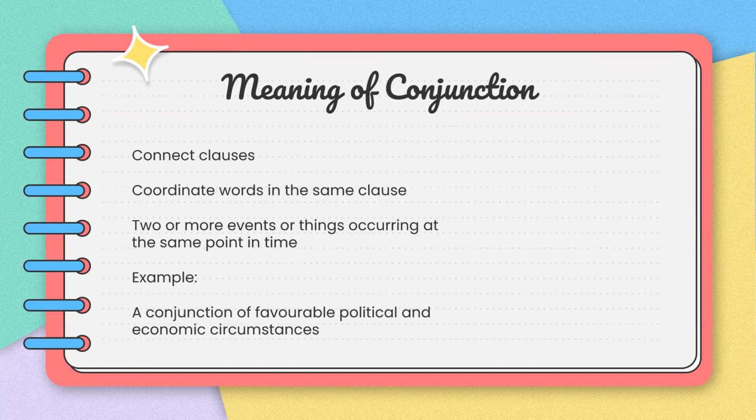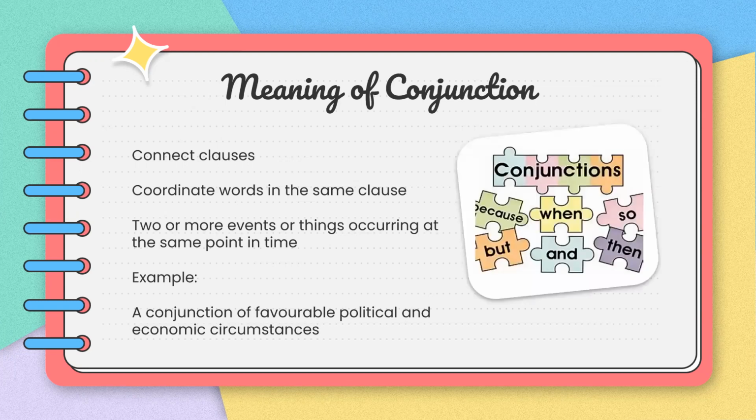But in today's video, I'll be talking about words that are used in order to connect two or more content words together or two or more sentences together. And so I'll be talking from the perspective of grammar. Some examples of conjunctions could be because, when, so, if, what, then, but, and. These are the different conjunctions.